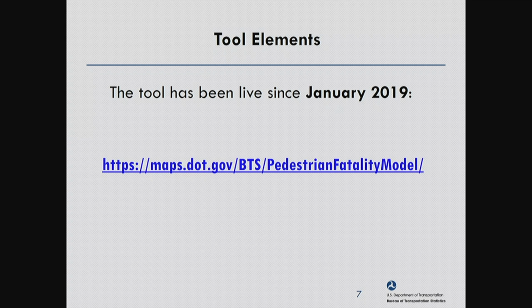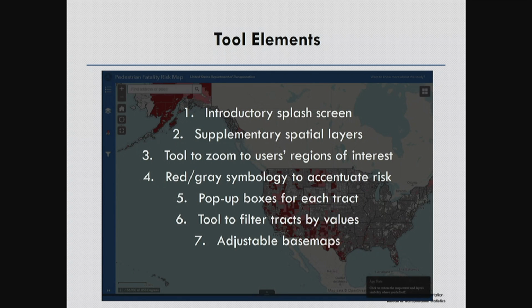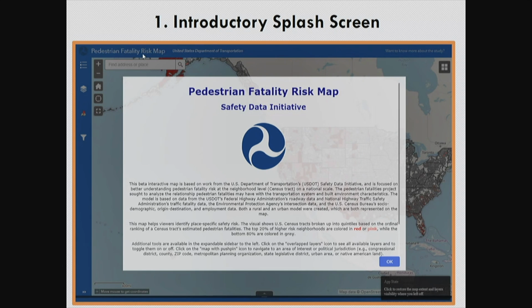But the tool itself looks something like this when you open it up, Pedestrian Fatality Risk Map. And I'm going to talk about specifically 7 elements that were included in this and the thought process that went into them relative to the goals that were outlined. And I'm going to go through each one, and we'll each show a short video clip of this element. So the first one is a splash screen.